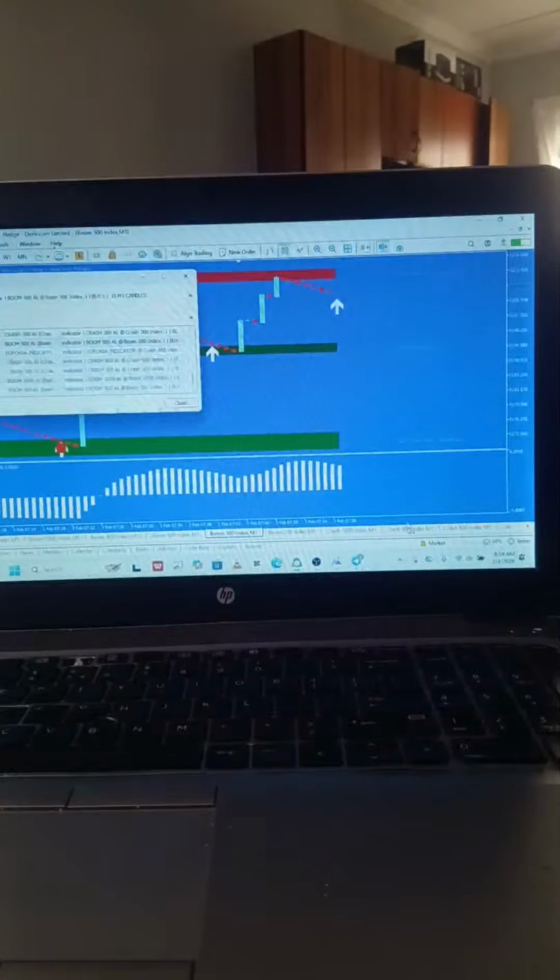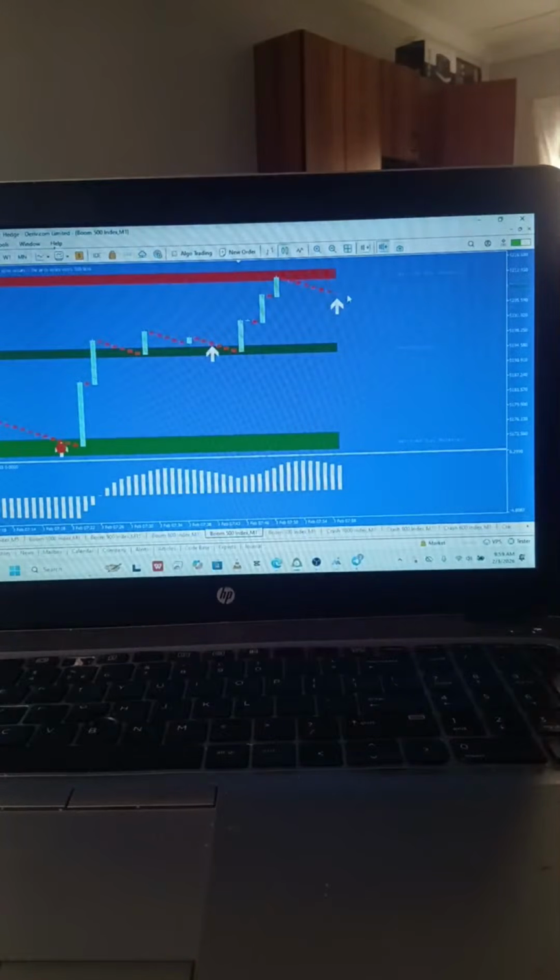Okay, we also had Crash 1000. It had a reversal signal. Here we have a signal in Boom 500. We have a signal here in Boom. We have a signal in Boom 500. We are looking at Boom 500.